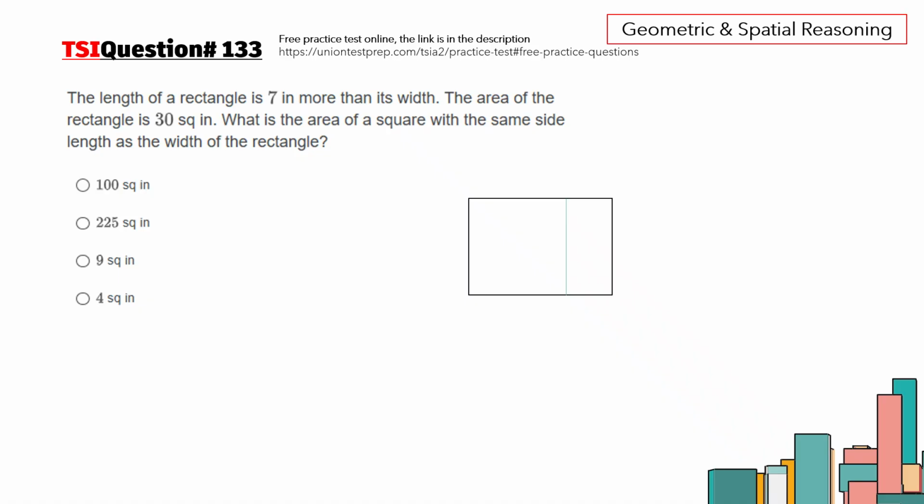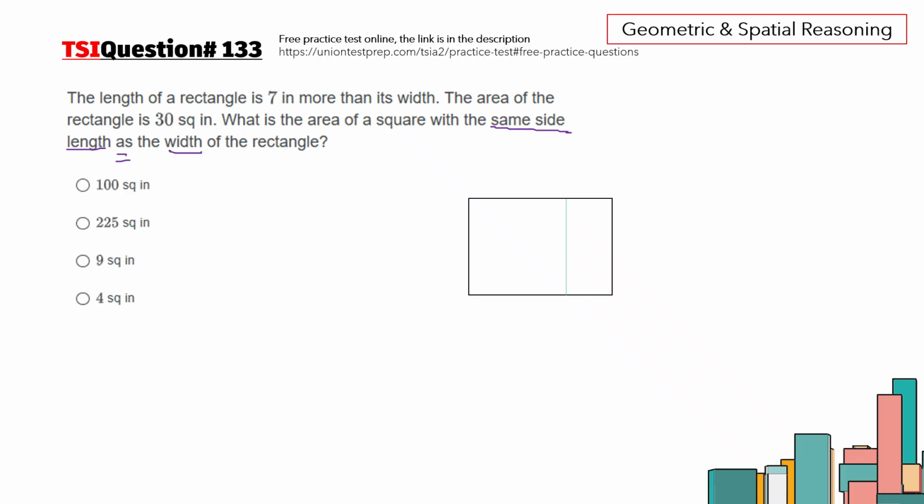The length of a rectangle is 7 inches more than its width. The area of the rectangle is 30 square inches. What is the area of a square with the same side length as the width of the rectangle? Same side length as, so that equals the width.